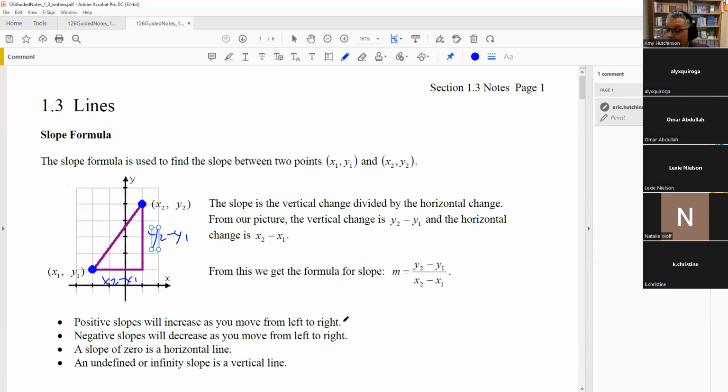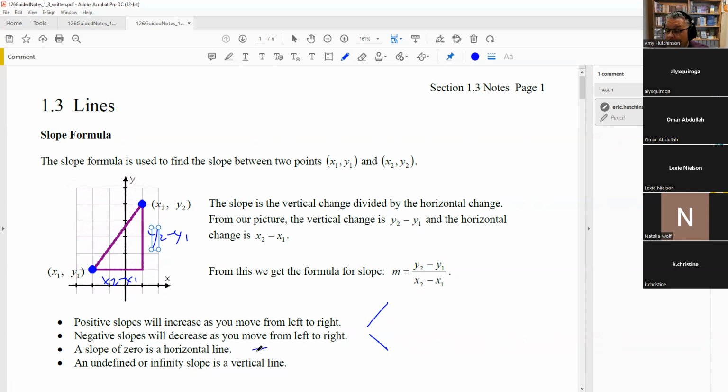I'm going to draw little sketches for each of these. Positive slopes will increase as you move from left to right. So it's going to kind of be like that. If you go from left to right, the graph goes uphill. Negative slope would be slanting this way. As you go from left to right, the graph is going down or falling, going downhill. That's considered a negative slope.